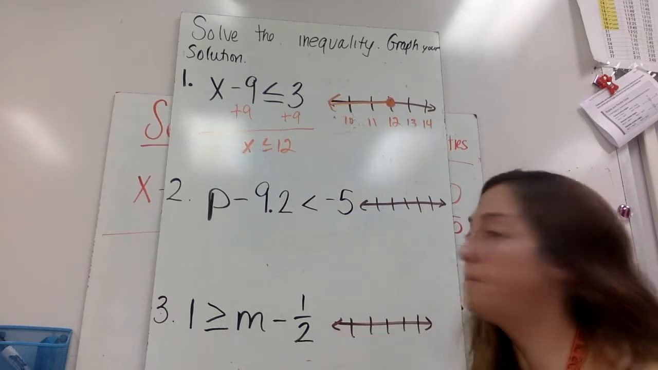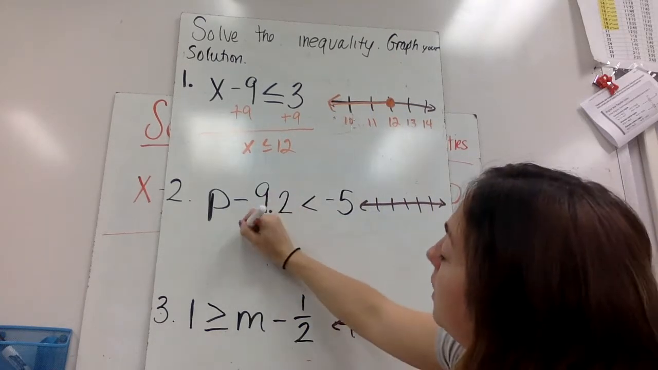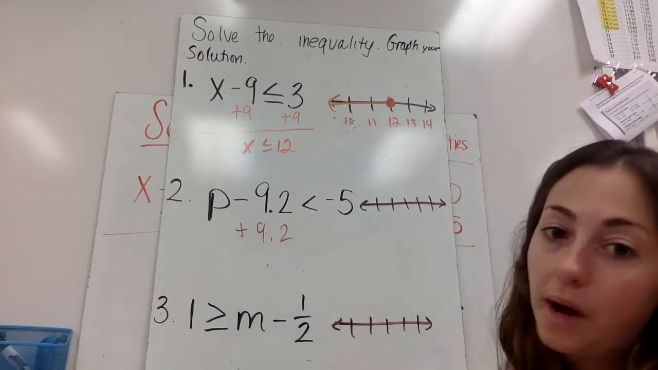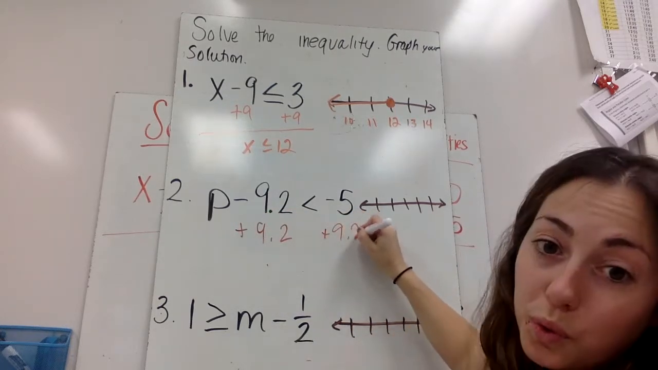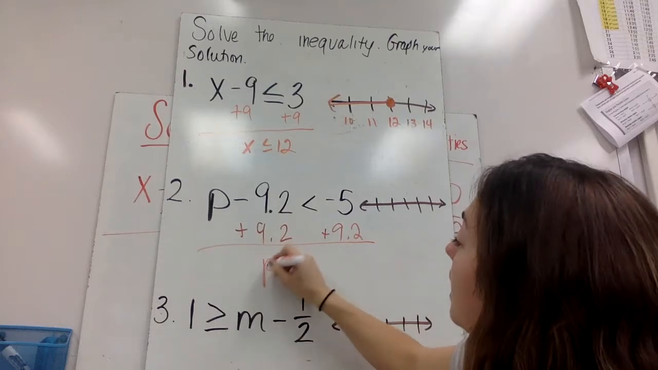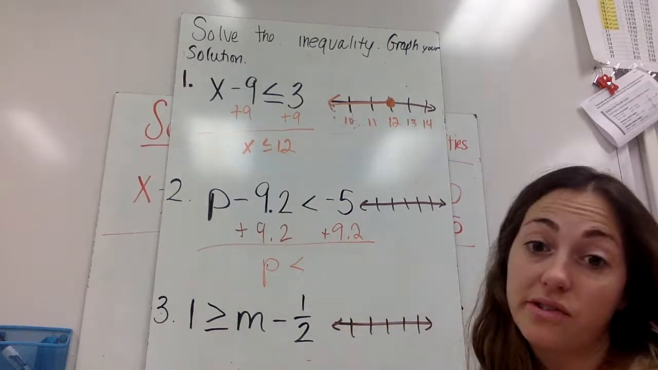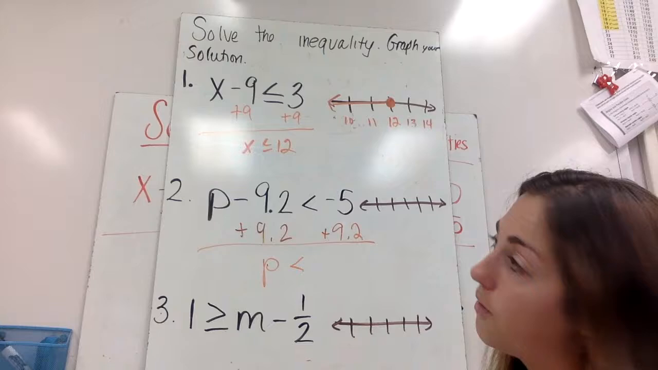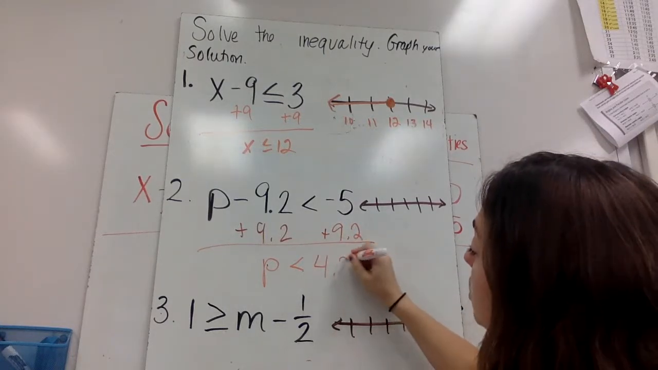All right, number 2, it's subtracting 9.2 from p, so I'm going to add 9.2. And I get p is less than, okay, these are different signs, so I subtract. -5 plus 9.2 is 4.2.